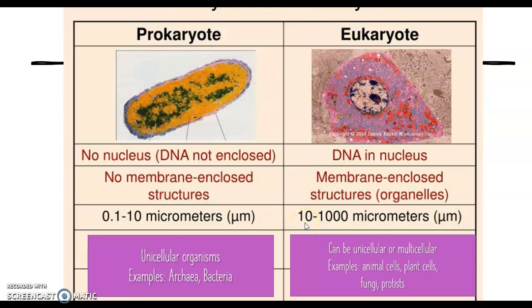They are larger. The whole eukaryote is larger than a prokaryote. So they can be unicellular or multicellular. People, animal cells, we're made of many cells. You've got plant cells, fungi, and protists as examples of eukaryotes.